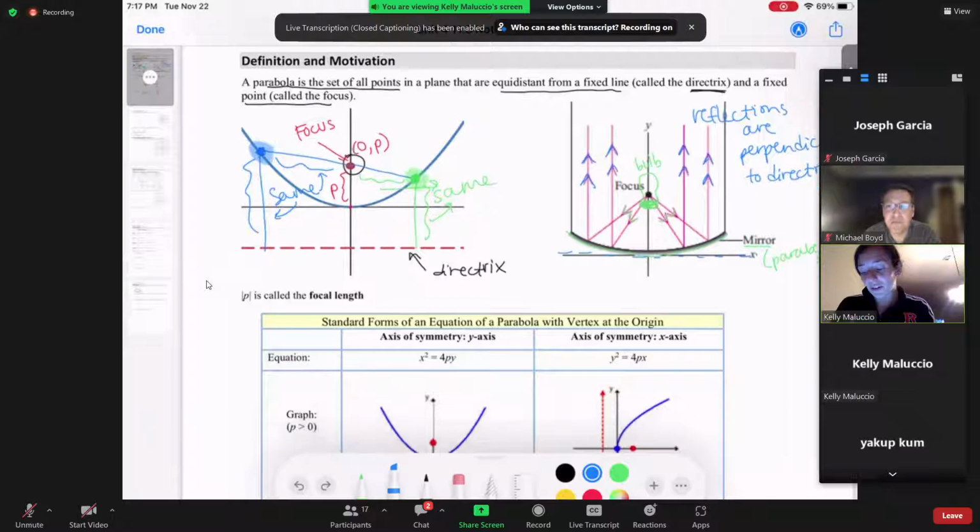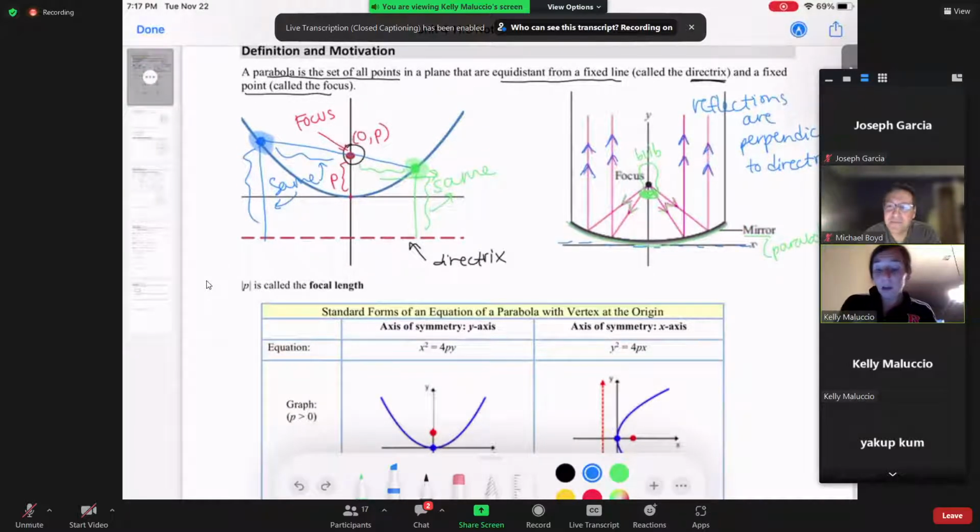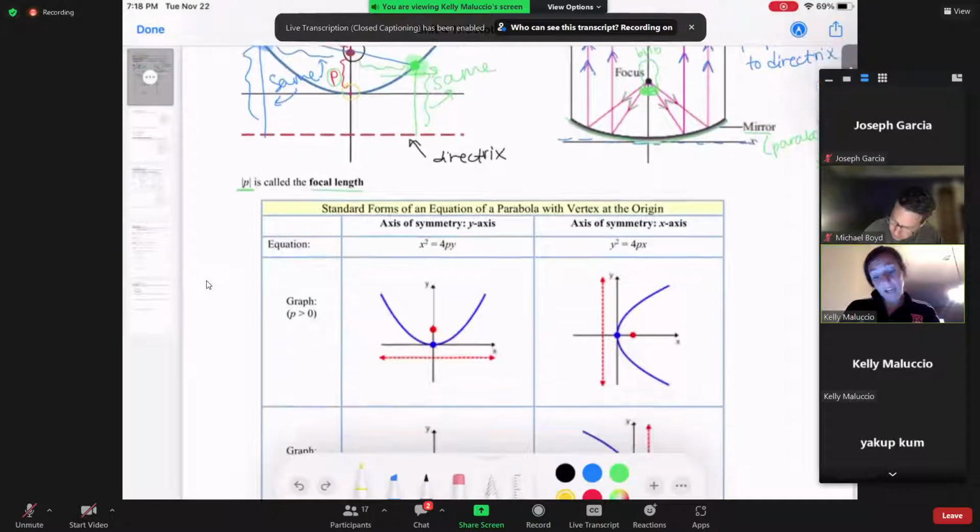So anyway, this is just something you can apply it to. But what we're concerned about here is this P value, whatever it is. It could go up, it could go down, it could be positive, negative, whatever. But the absolute value of it is called the focal length. The reason is it's the distance. The focal length is just the distance from the vertex of the parabola to the focus point. It's the distance on your axis of symmetry, kind of. If you think in terms of a parabola, it would be that distance. And now we're going to see that.